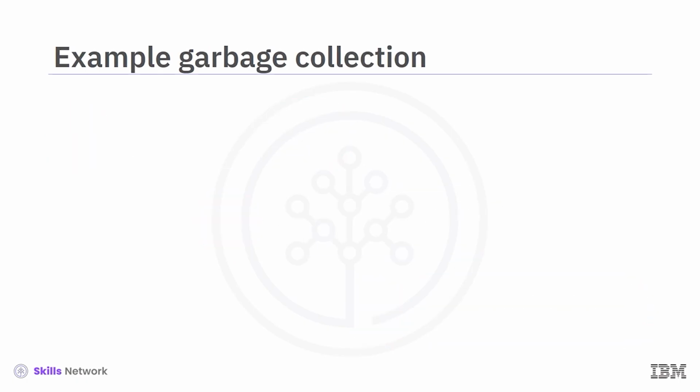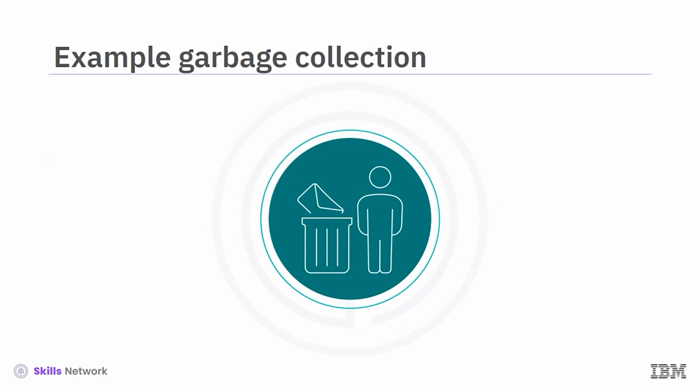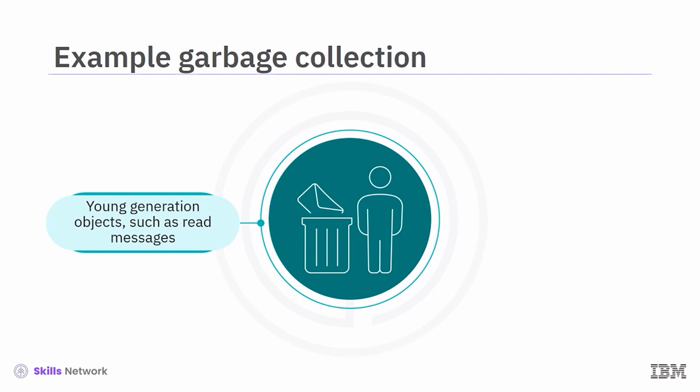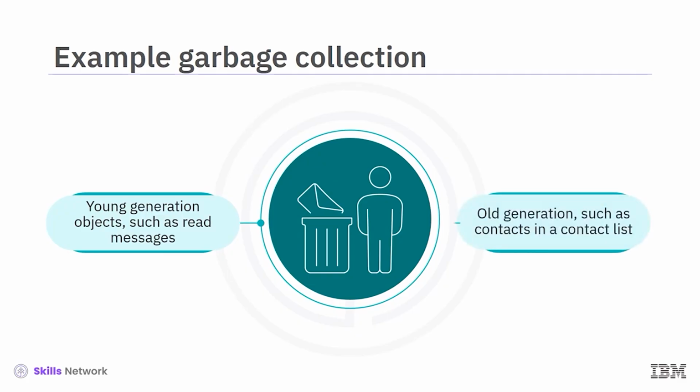Let's explore an example of a chat application and how it uses garbage collection to manage memory. In the chat application, messages that have been read might be considered young generation objects because once a user has read the messages, they are not needed anymore. These messages can be removed to free up memory. However, the user's contacts in a contact list might be considered old generation objects because it is used frequently and remains in memory for longer.